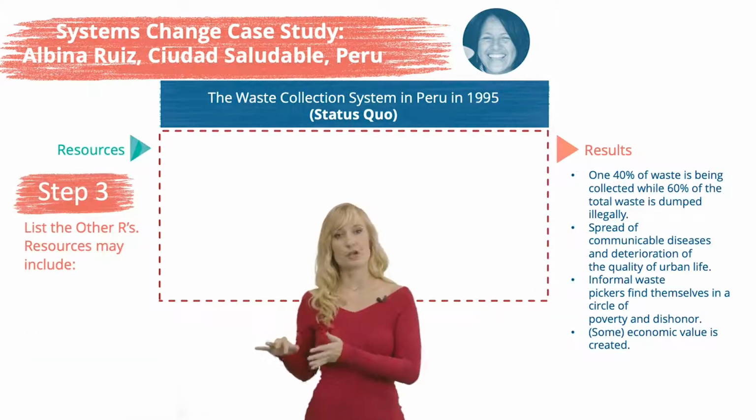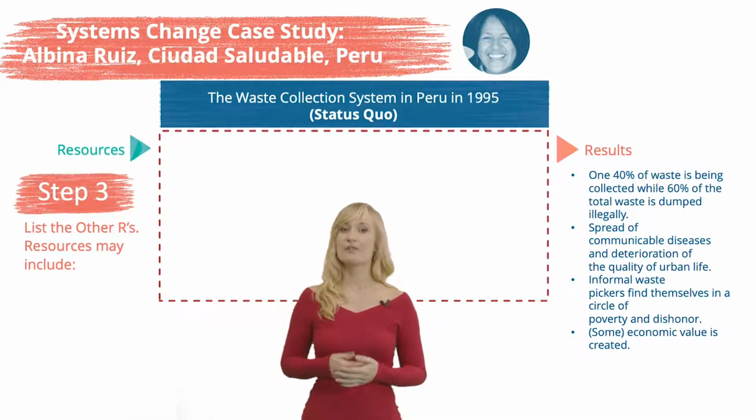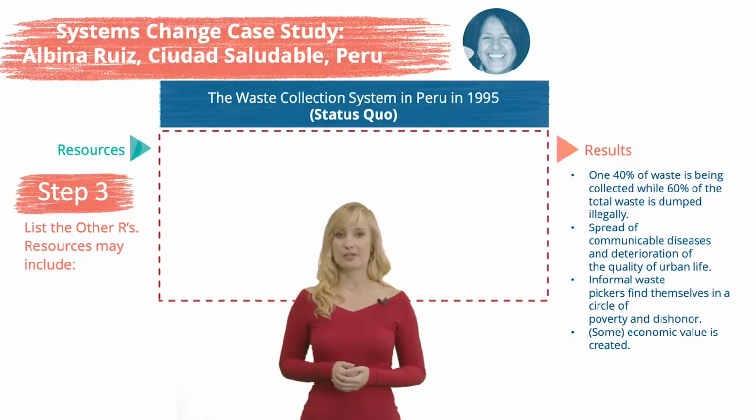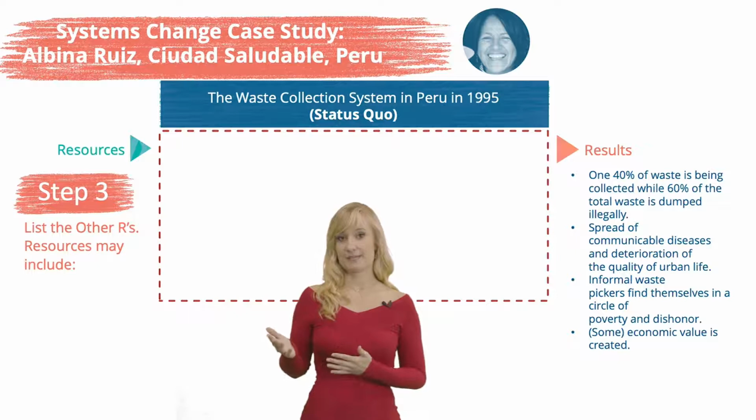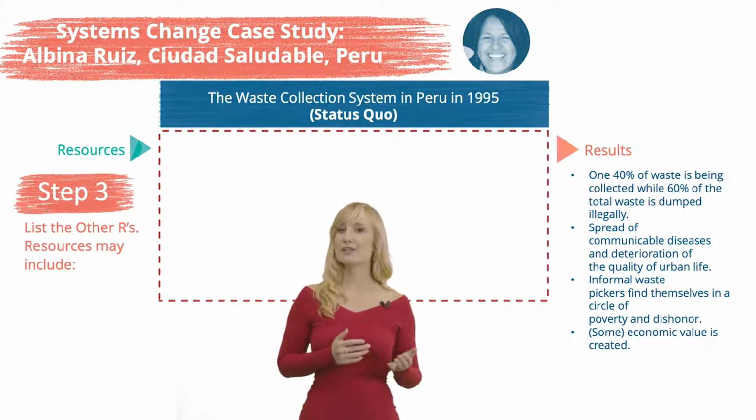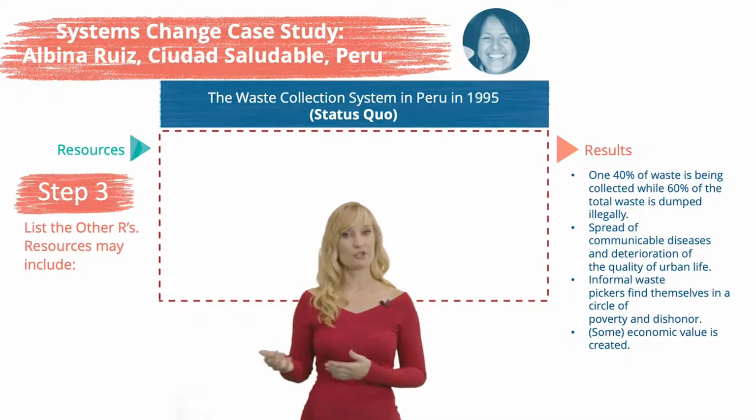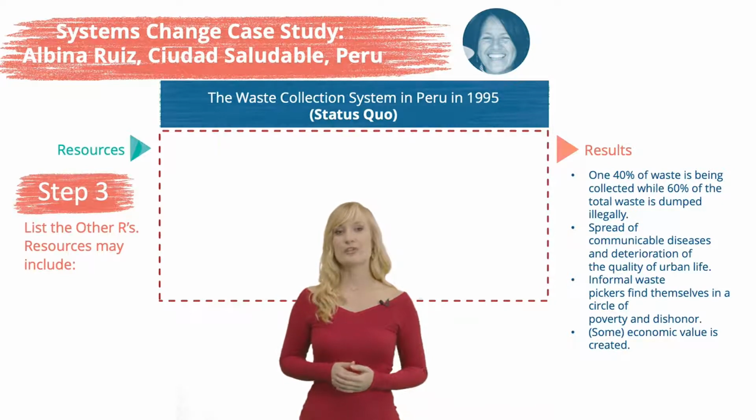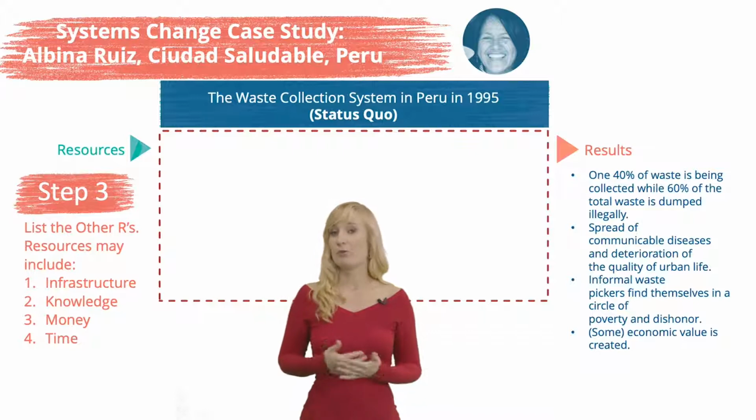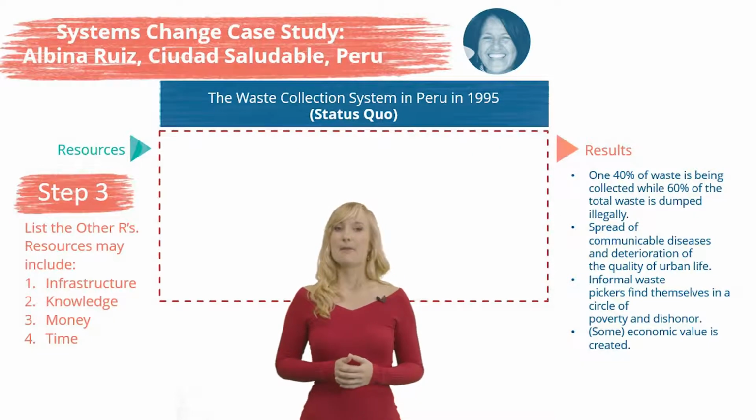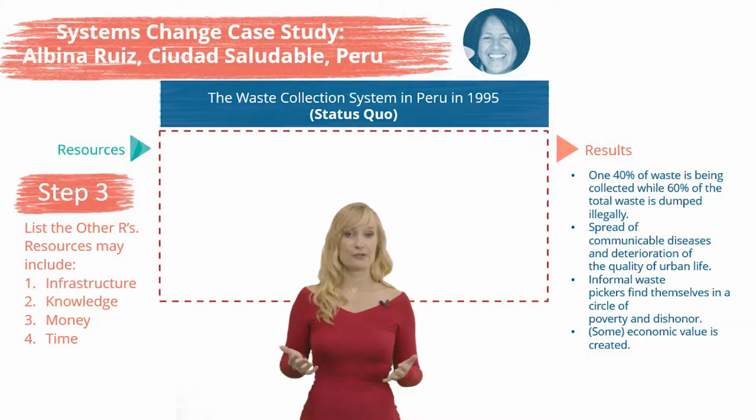Let's move to the other R's of the system now and start with resources by asking ourselves, what goes into the system to produce the formulated results? Are there needed resources that are missing or insufficient? Resources can include money, but also knowledge, time, stakeholders, or physical infrastructure. Make sure the resources you list are diverse.